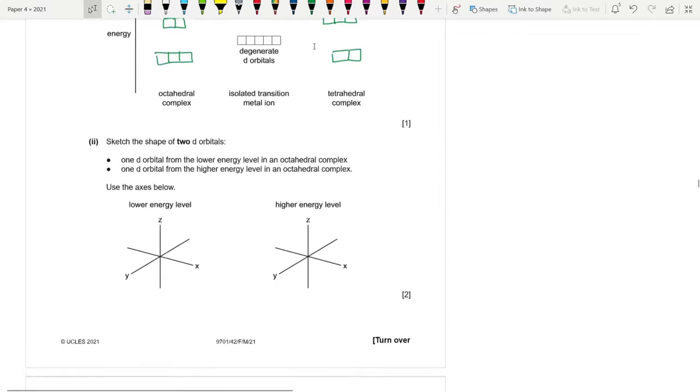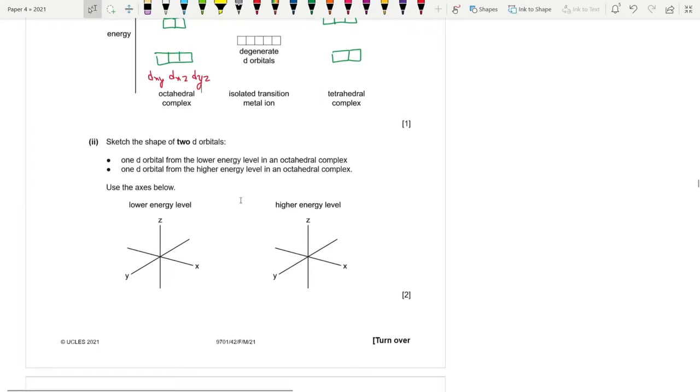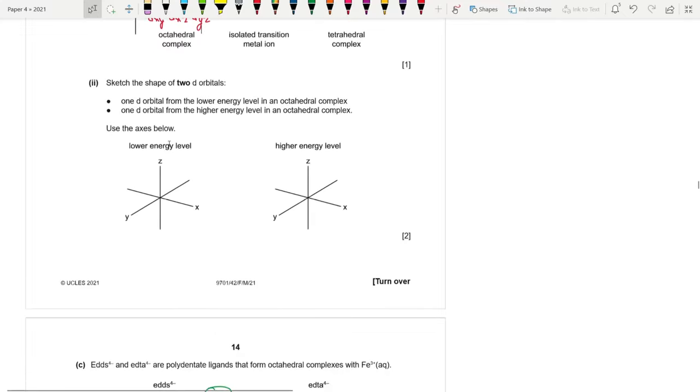Sketch the shape of the two d orbitals. One d orbital from the lower energy level in an octahedral complex. Okay, so what about the ones at the top? These are the dx square minus y square and dz square. So what about these? These are dxy, dxz, dyz. So it's either dxy, dxz, or dyz. Any one of these will work.